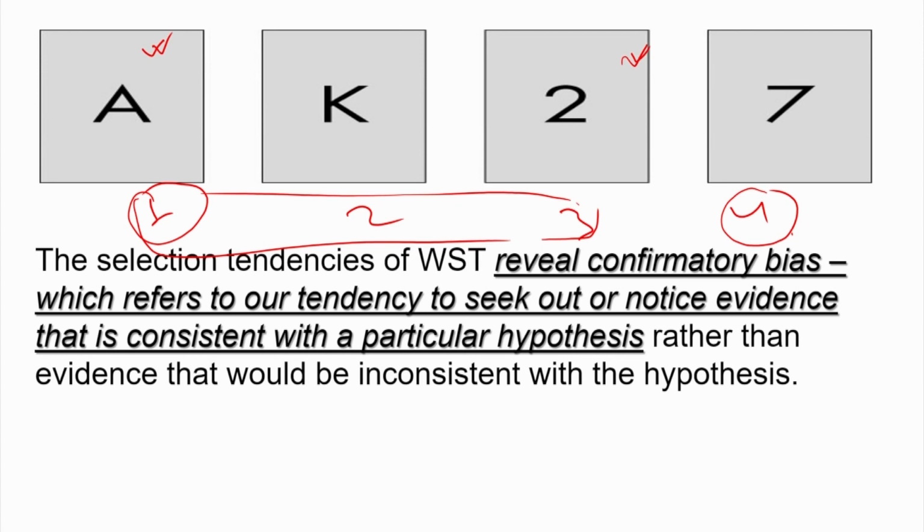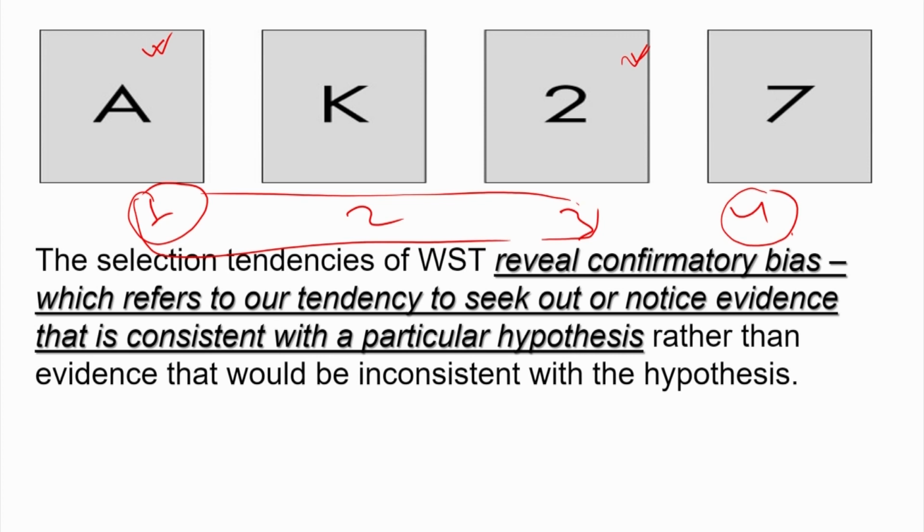People generally make this error because of what is called the confirmatory bias, which refers to our tendency to seek out or notice evidence that is consistent with a particular hypothesis. So, for testing this hypothesis, we believe that we should check the card with the vowel on it and the card with the even number on it. This is the confirmatory bias, rather than seeking evidence that would be inconsistent.